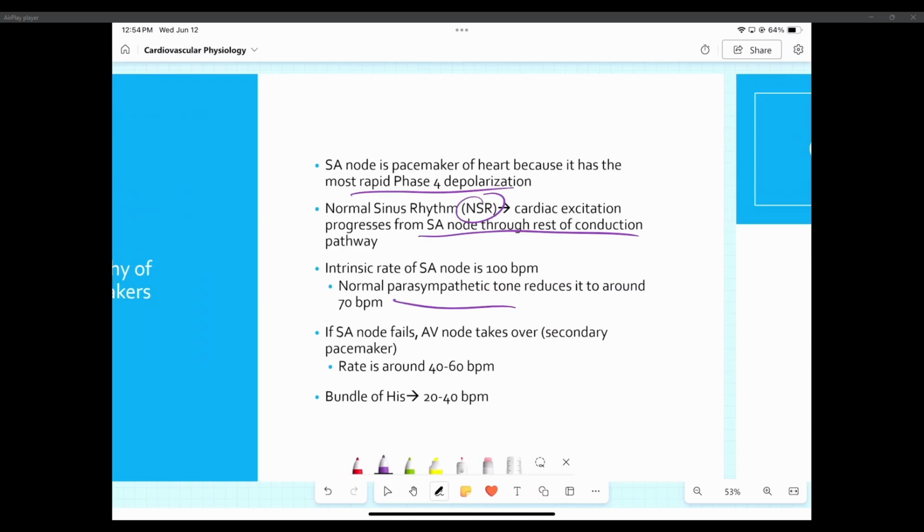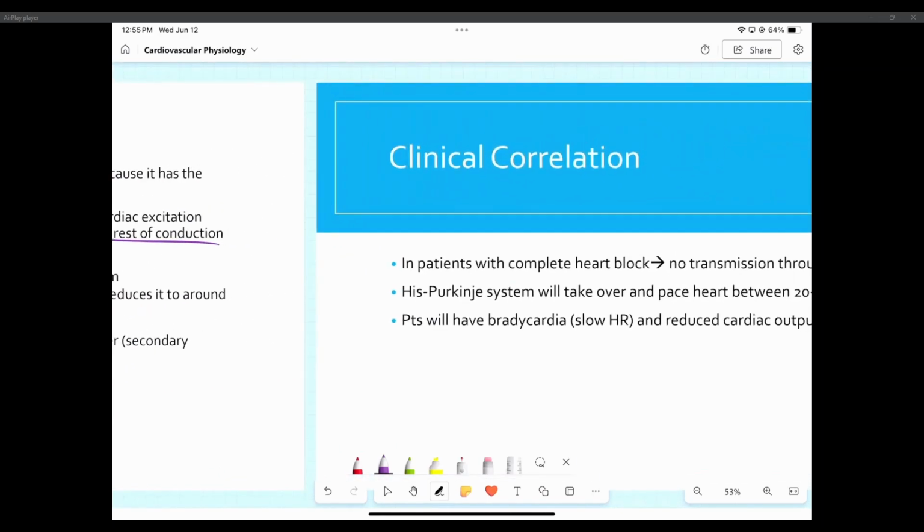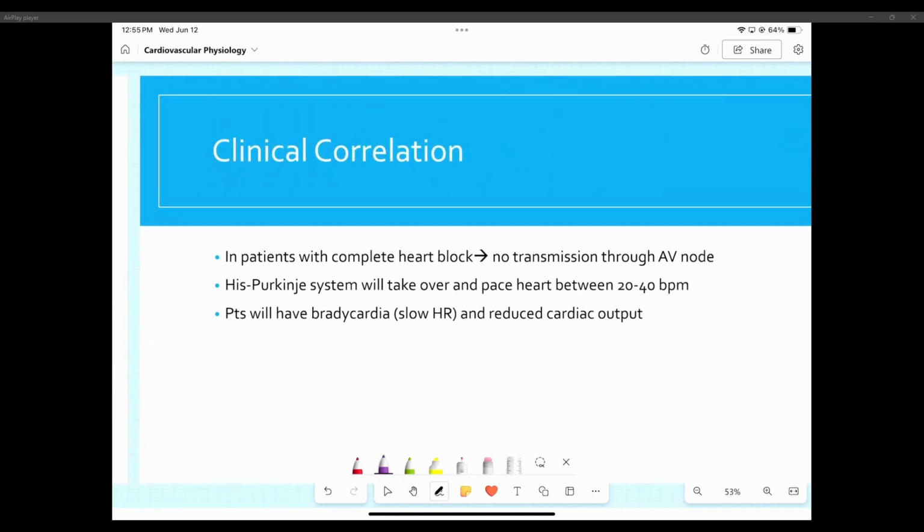If the SA node fails, the AV node takes over, and the AV node has an intrinsic rate of 40 to 60. If that fails, the bundle of His will take over, and that rate is only 20 to 40. So if someone comes in with an EKG and their heart rate's in the 30s and you don't see any P waves, you might have a problem with the top part of the heart versus the bottom. That's all you're looking at. So as one fails, it goes to the next one. Don't worry about this one.